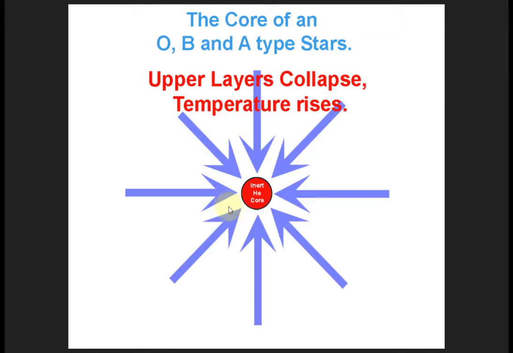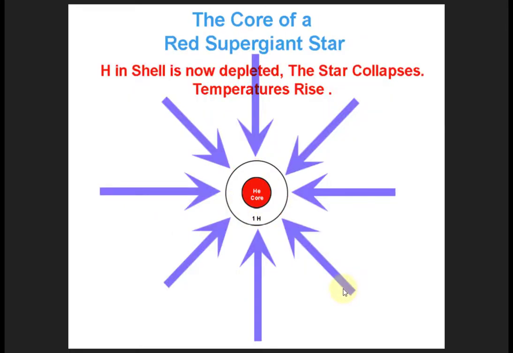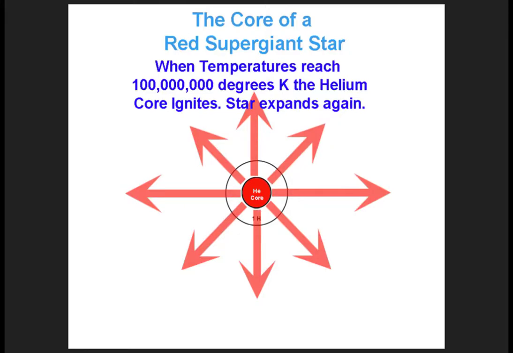This collapse results in a higher temperature around the core. The hydrogen that is virgin and untouched outside the core is now ignited in a shell. This shell will make way too much energy, and the star will now expand to become a red supergiant. Once the hydrogen in the shell is depleted, the star collapses, temperatures rise again. This time temperatures rise to 100 million degrees Kelvin.